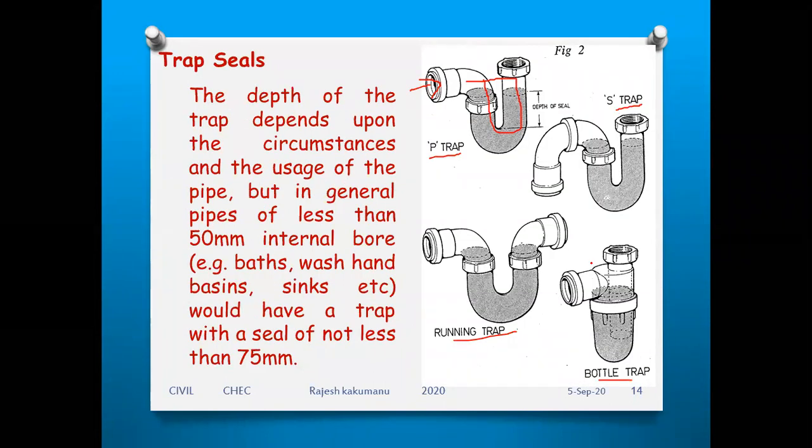Next, trap seals. The depth of the trap depends upon the circumstances and the usage of the pipe. But in general, pipes less than 50 mm internal bore would have a trap with a seal of not less than 75 mm. So it depends upon the specifications and dimensions in the different areas where they are used. That is the simple meaning, based upon the depth of the seal.